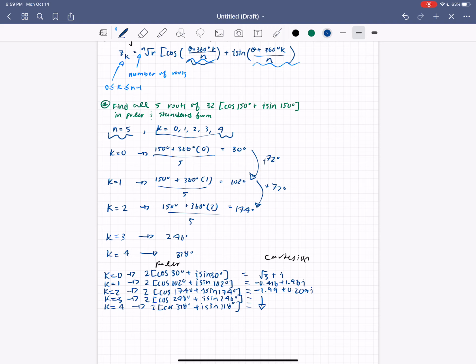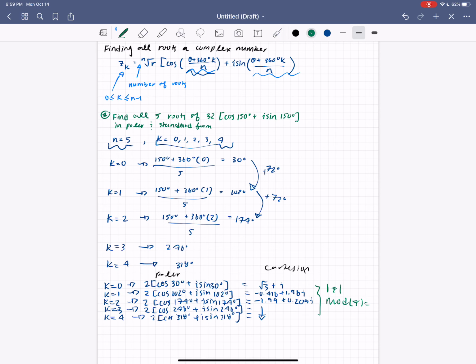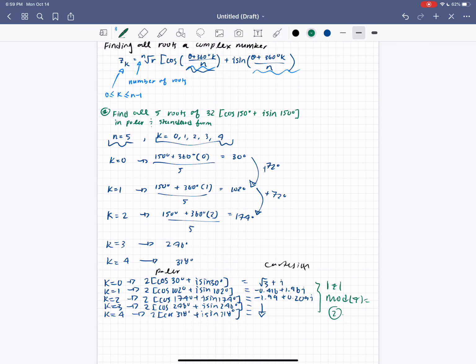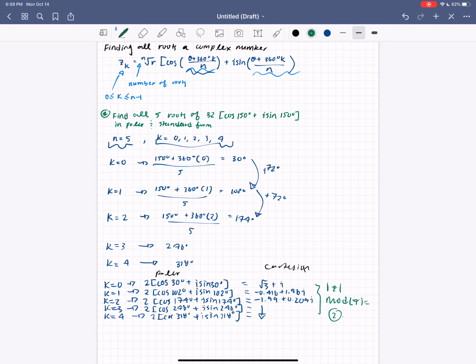One thing you will note is that these roots all have the same absolute value. In other words, their modulus is equal to each other. So in this case, our modulus for each number is 2. And that will hold true for every root of this complex number. So if you're given 5 complex numbers, you can actually determine if they are all roots of each other, if they have the same modulus.